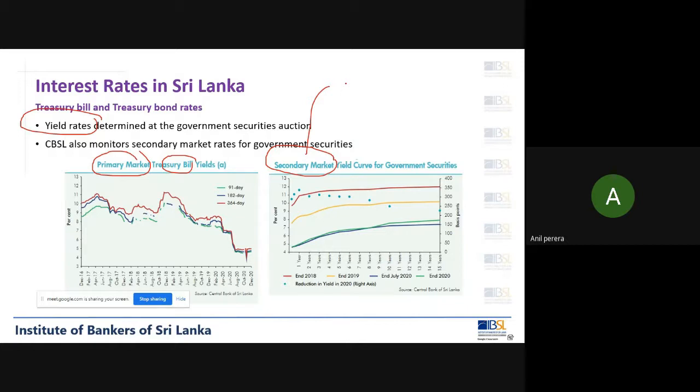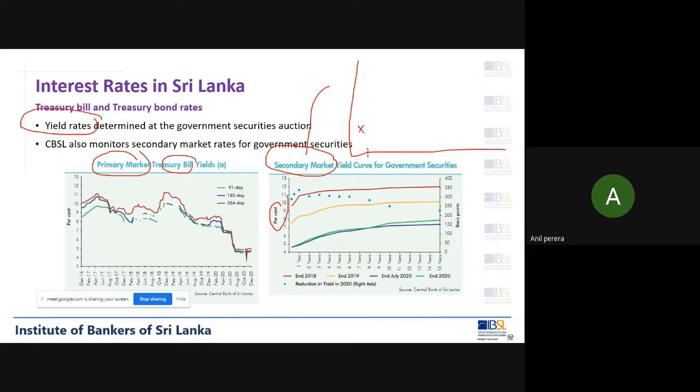Primary dealers who have purchased the securities are selling them in the secondary market. People who have already purchased securities are selling in the secondary market. Through these sales, you identify interest rates in the secondary market. If you plot those interest rates against the maturity, whether it is 1 year, 2 year, 3 year, likewise, you will get a yield curve. Let's draw a yield curve.